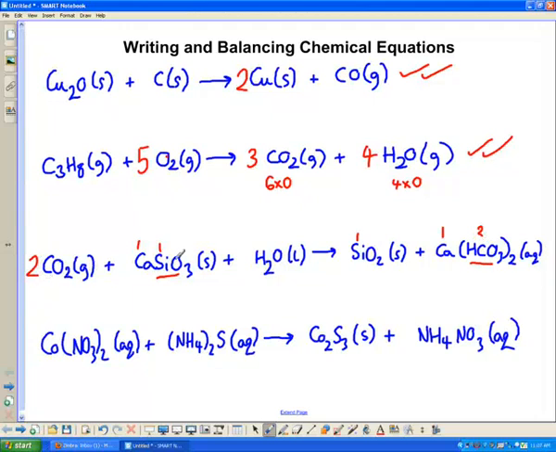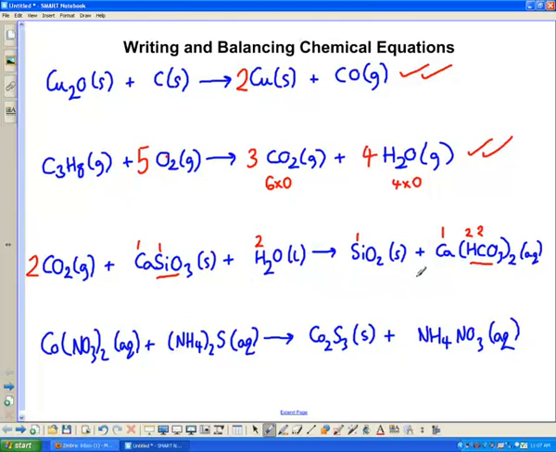Oxygen is present in every single molecule here, so we're going to leave that right till the end. Hydrogen's only present in one molecule here and one molecule here. How many hydrogens do we have in this molecule? Well, it's the same as for the carbons. We only have 2. We already have 2 hydrogens here, so we're all set.